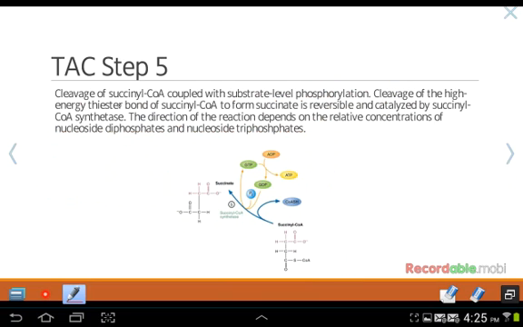Step 5, we have cleavage of the succinyl-CoA coupled with substrate level phosphorylation. So cleavage of the high energy thioester bond of succinyl-CoA to form succinate is reversible and catalyzed by succinyl-CoA synthetase. The direction of the reaction depends on the relative concentrations of the nucleoside diphosphates and the nucleoside triphosphates. So if we have plenty ATP or GTP, the reaction will not occur. But if we have a high level of ADP or GDP, we'll see that the reaction will proceed in the forward direction.